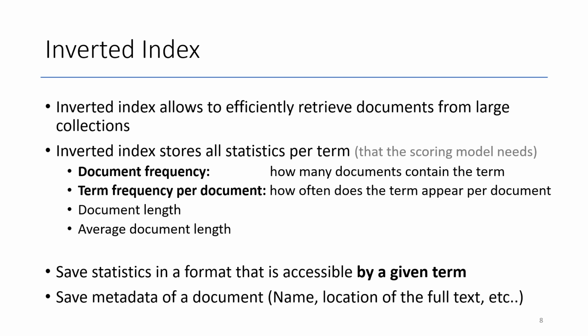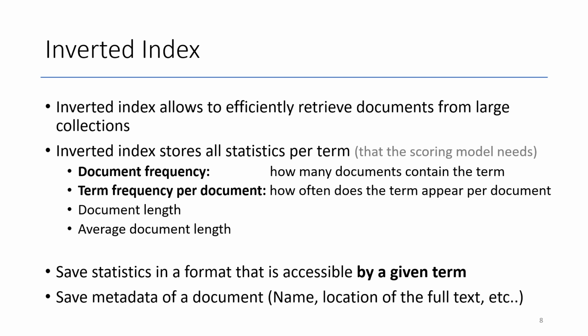And the inverted index is a very basic data structure that stores statistics per term. And those statistics are then used later on by a scoring model to produce a relevance score. And the main statistics we work with today in this lecture are document frequency, so how many documents contain a term, and term frequency per document. So how often does a term appear per document? And furthermore, we can also save the document length and the average document length.